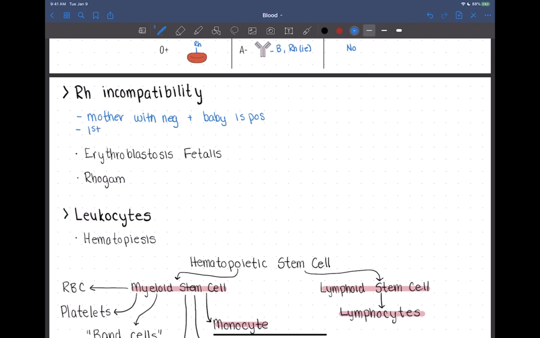So let's just put that here. First pregnancy, normal, but the mother is exposed to that positive blood during delivery.